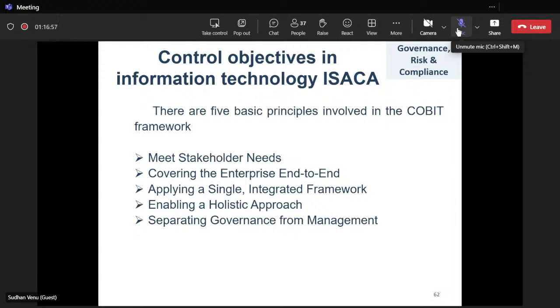And the next one is covering the enterprise end to end, and they have to cover end to end activities at the enterprise level, and apply a single and integrated framework. If you are moving with any approaches, they should be a single one, and it should be integrated with all the frameworks, all the functionality, all the policies and procedures, enabling a holistic approach, which is known by all the persons, and it could not be deviated by some other process within that holistic approach. Once all this is obtained, we then have to separate governance from management. And these are the basic principles of COBIT, which we have already discussed deeply at the initial level, that is the introduction level of the GS topic.